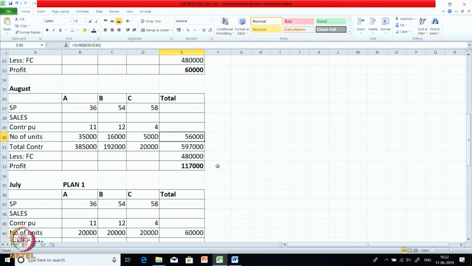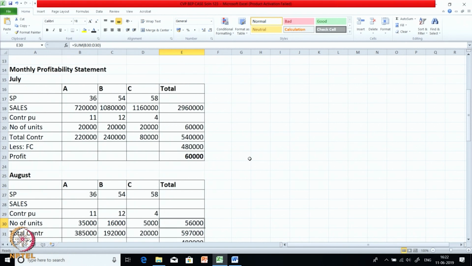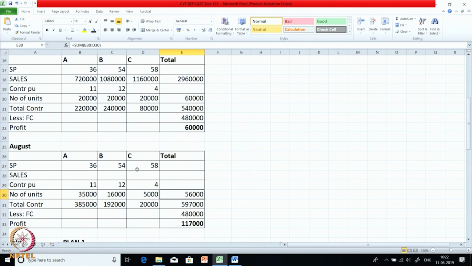The explanation was that the sales mix of August is much better than that of July. Getting it? Why is it better? Because product A, which is having more contribution than product C, has now been emphasized. There is not much change in the sale of B, but C's sales have gone down from 20 to 5, whereas the sales of A have gone up. That is why overall contribution has increased, leading to more contribution and more profits in the month of August.